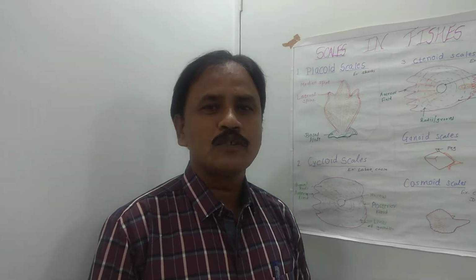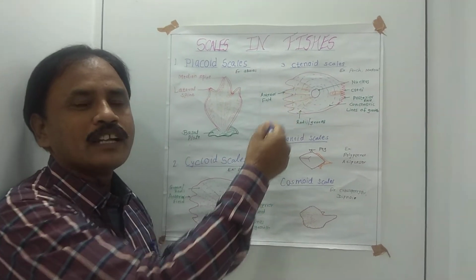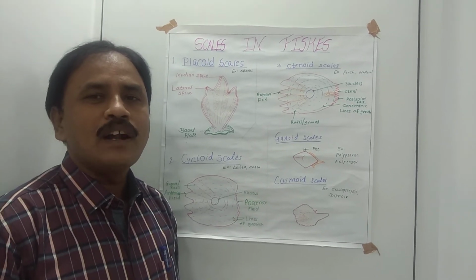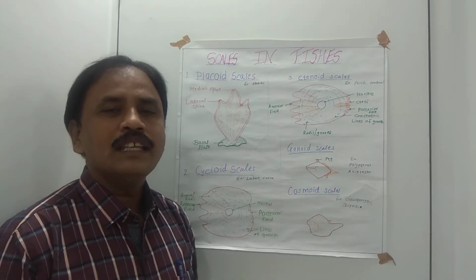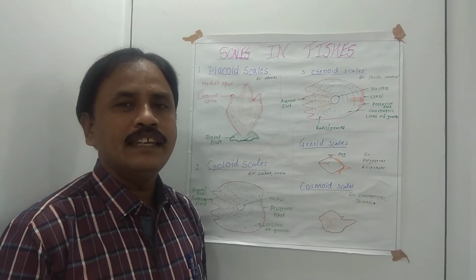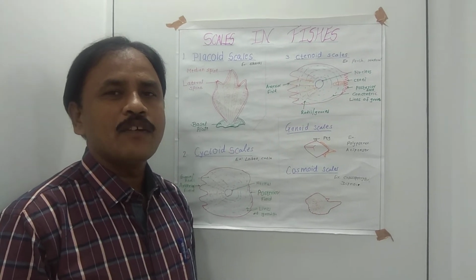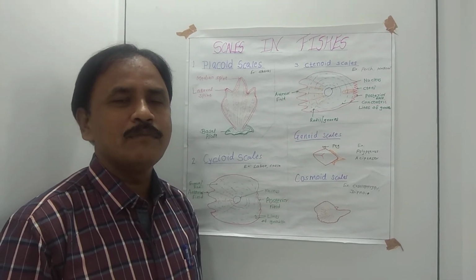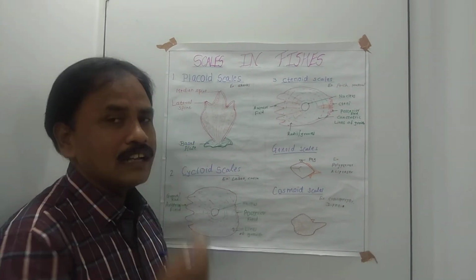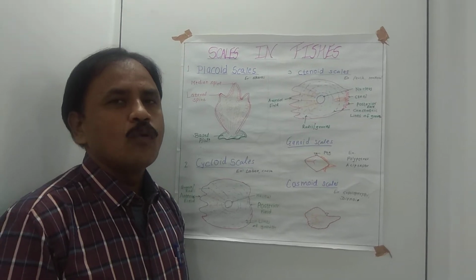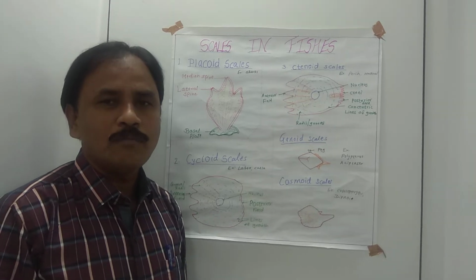Today we are going to study the scales in the fishes. In vertebrate animals, the body is externally covered by the exoskeleton. In the fishes, the exoskeleton is in the form of scales. The scales are derived from the mesoderm, that is, the dermis in origin. In the fishes, the scales are divided into two types. One is called placoid scale and the second is called non-placoid scales.